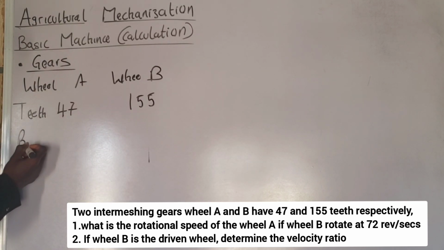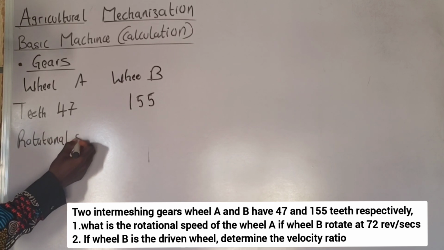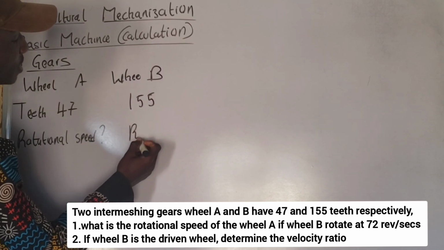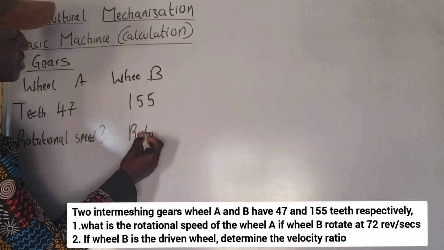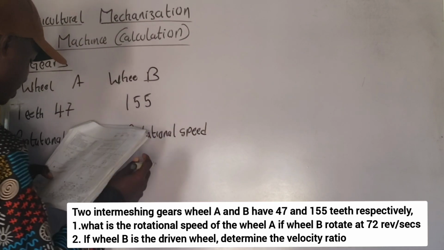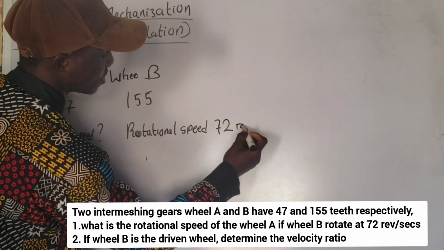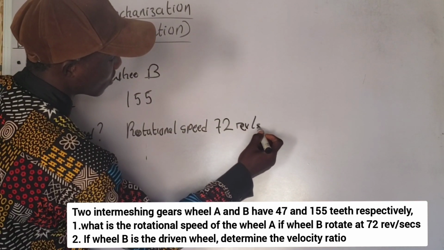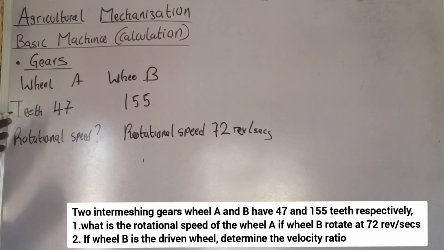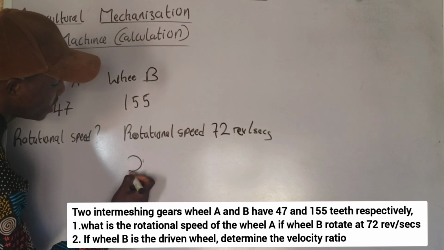Rotational speed. We don't know the rotational speed of wheel A, but we know the rotational speed of wheel B. The rotational speed of wheel B is 72 revolutions per second. And we are made to know in the question that wheel B is the driven wheel. The driven wheel is wheel B.